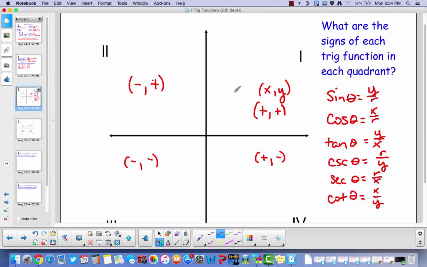With your side partner, talk about which things are positive and which are negative in each quadrant.